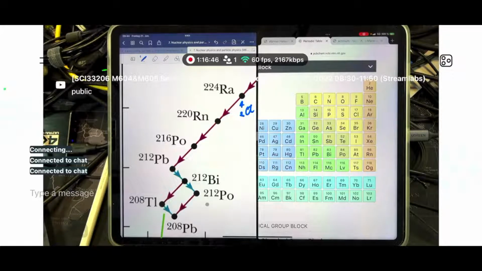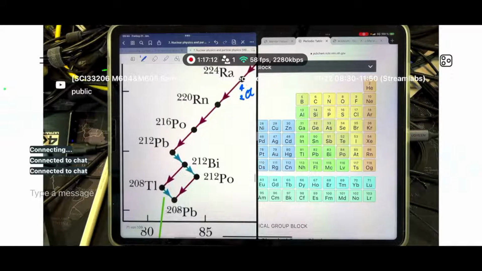212 has to throw away 4 nucleons, so it becomes 208, and polonium has to go back by 2 because they throw away 2 protons, right? Polonium goes to the left by 2 steps, 2 jumps, 1, 2. It corresponds to lead 82, and now the number of nucleons is quite low. Right now it is 208.